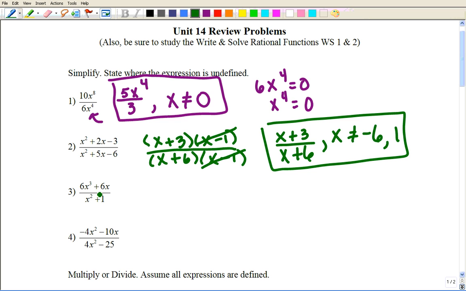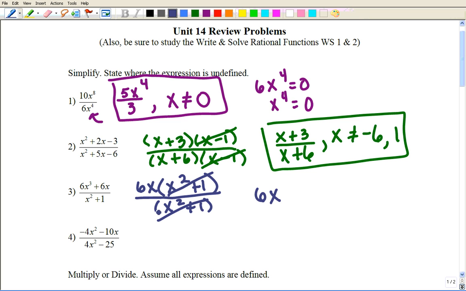Okay, on number 3, again, factor everything completely before canceling things out. So I have a greatest common factor of 6x in the numerator. And when I take that out, I'll have x squared plus 1. And my denominator cannot be factored anymore, so it will stay together, x squared plus 1. Now I can see that the x squared plus 1's cancel, so I'm left with 6x.